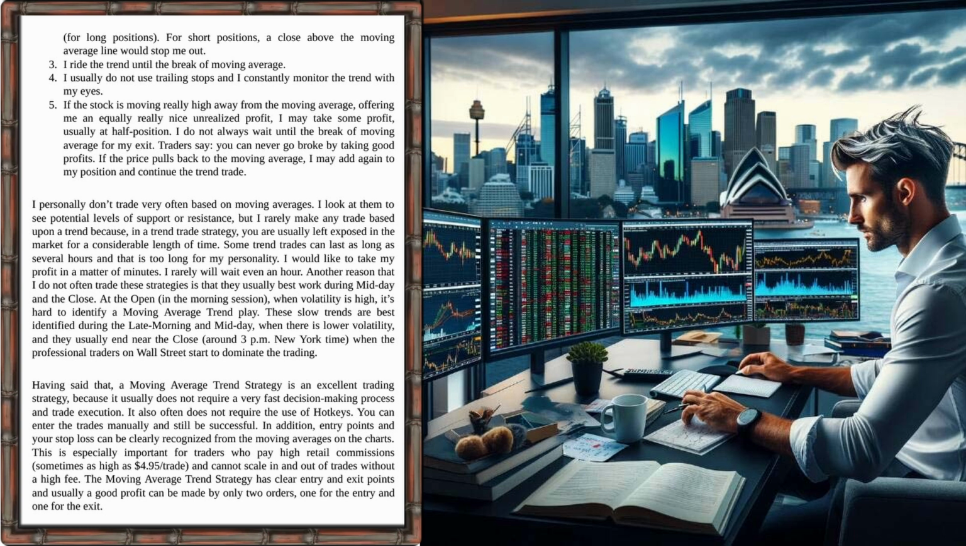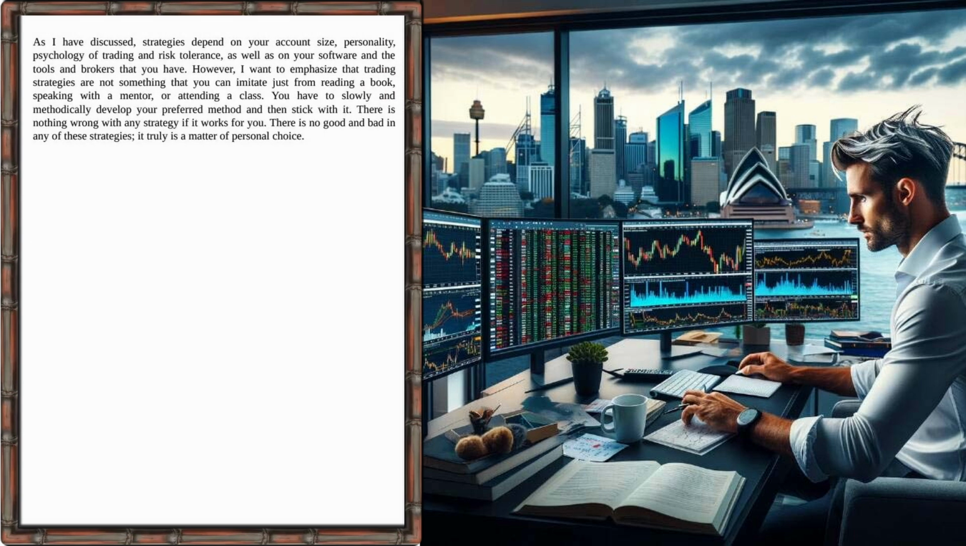Having said that, a moving average trend strategy is an excellent trading strategy because it usually does not require a very fast decision-making process and trade execution. It also often does not require the use of hotkeys. You can enter the trades manually and still be successful. In addition, entry points and your stop loss can be clearly recognized from the moving averages on the charts. This is especially important for traders who pay high retail commissions, sometimes as high as $4.95 per trade, and cannot scale in and out of trades without a high fee. The moving average trend strategy has clear entry and exit points, and usually a good profit can be made by only 2 orders, one for the entry and one for the exit.